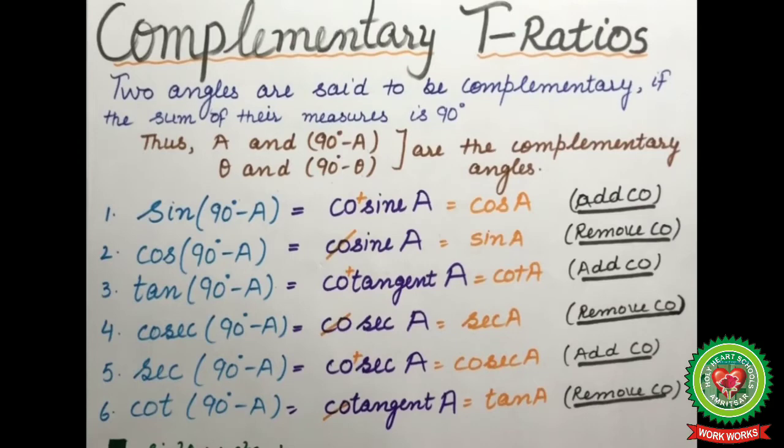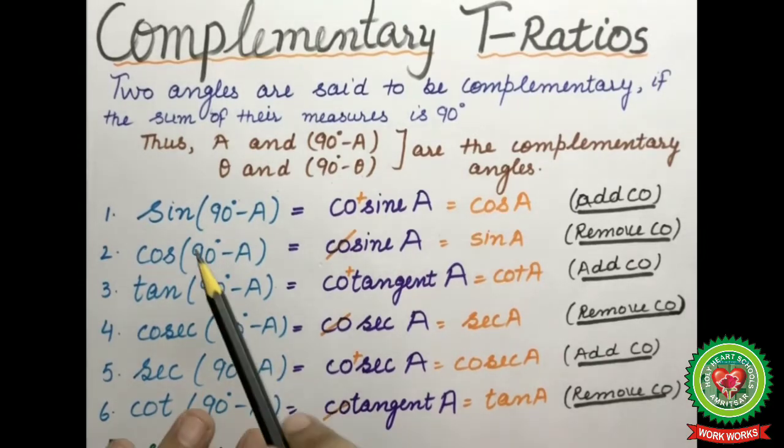Now students, I am going to give you a very simple way of remembering the complementary T ratios. Now, if in a given T ratio, co word is there, remove that co word, you will get the complement of that given T ratio. And if the co word is not there, add co word in that given T ratio. So you are going to get the complement of that given T ratio.